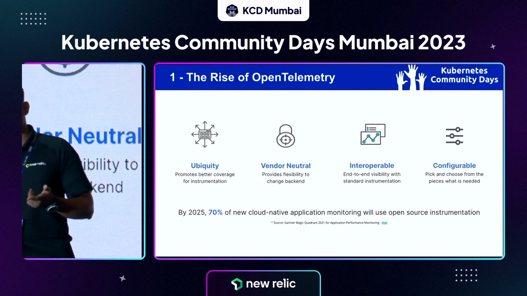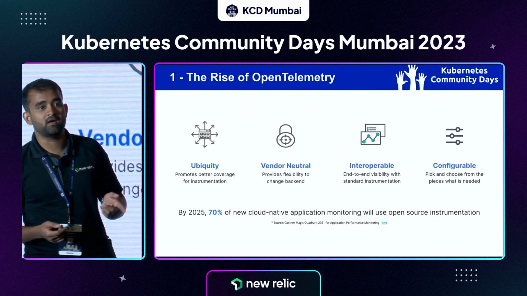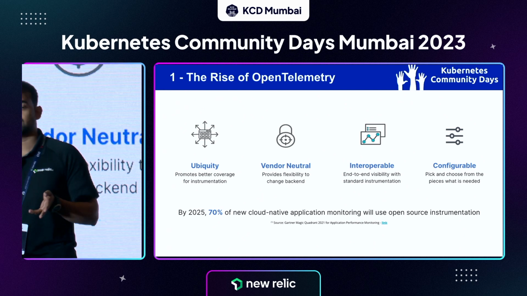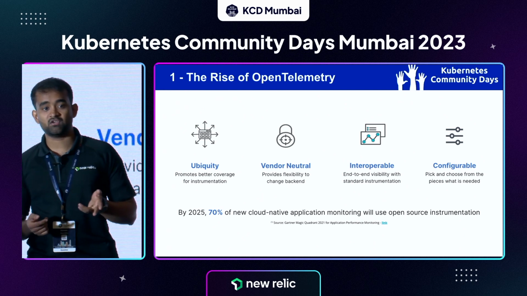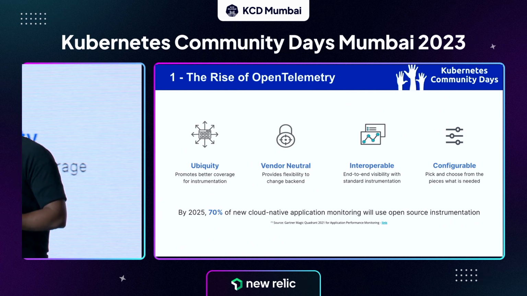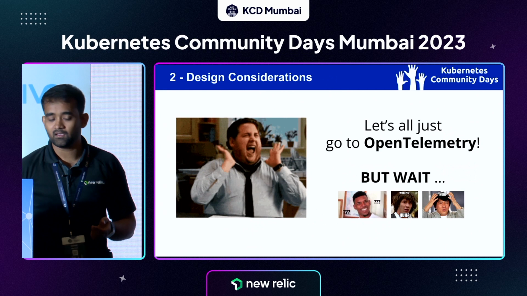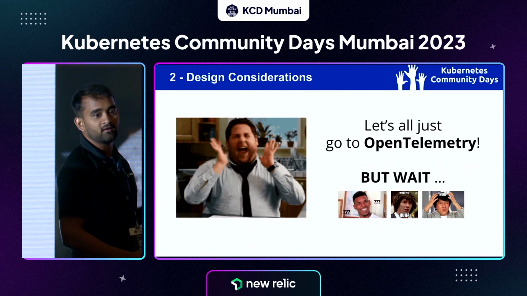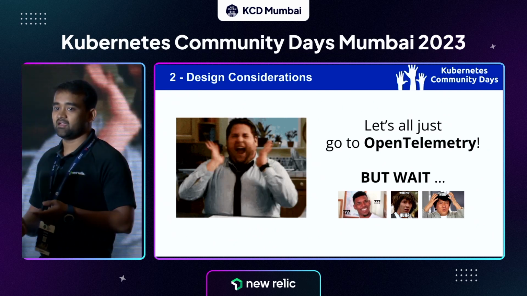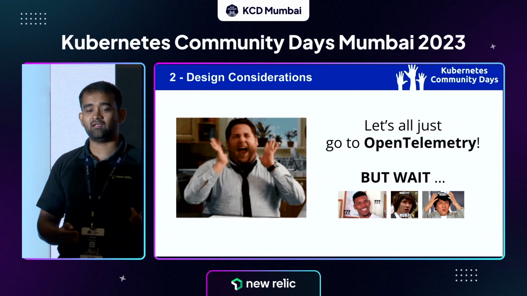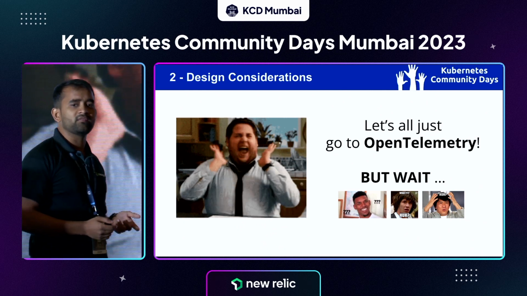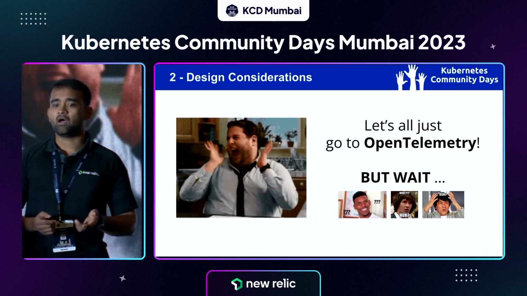There was a report from Gartner 2021 that by 2025, at least 70% of new cloud native applications will use some form of open source instrumentation, which is where we are seeing OpenTelemetry really growing. So let's just all jump on the train for OpenTelemetry and start utilizing it. Why not just, for our new application, add OpenTelemetry and start our journey? But what do we need to be mindful of? What are the caveats that we need to think of? How do we plan?